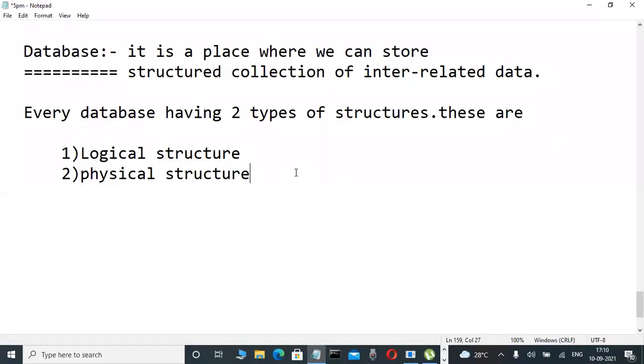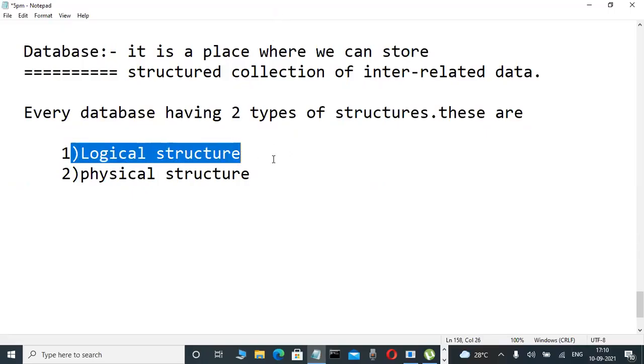So DBA persons and DBA jobs are there. Whenever companies recruit at fresher level, they give training in Oracle DBA, SQL Server DBA, MySQL DBA, Teradata DBA, like that. That is a database administration course. That is the physical structure, and this is the logical structure. Very good. You are working in the logical structure. What is that logical structure?